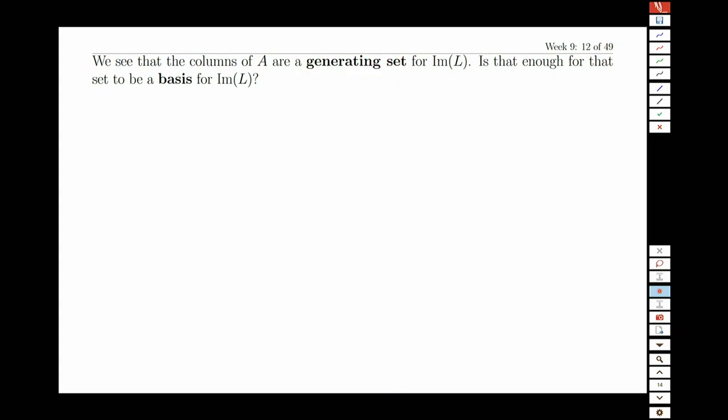Is it enough for a generating set to be a basis? No, we need one other condition for basis. It has to be... I heard something weird, but I also heard linearly independent. Perfect. So no, we also need the set to be linearly independent.